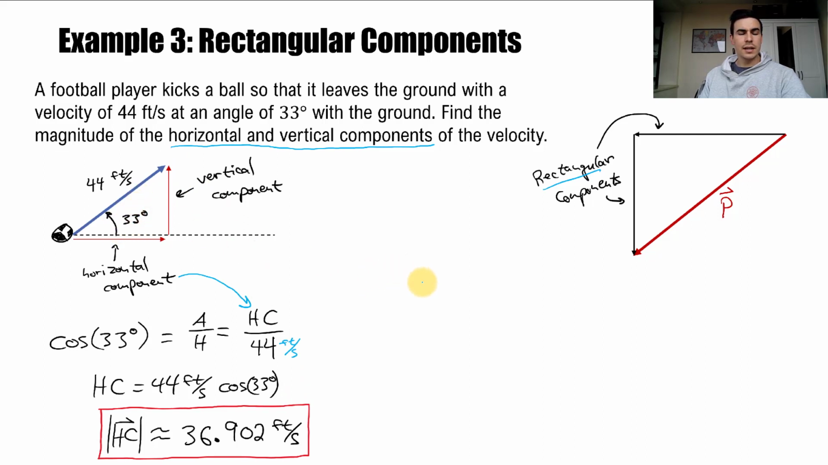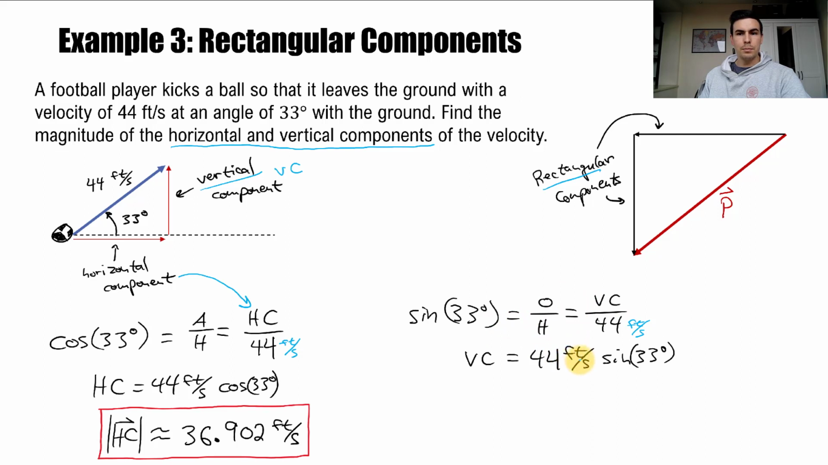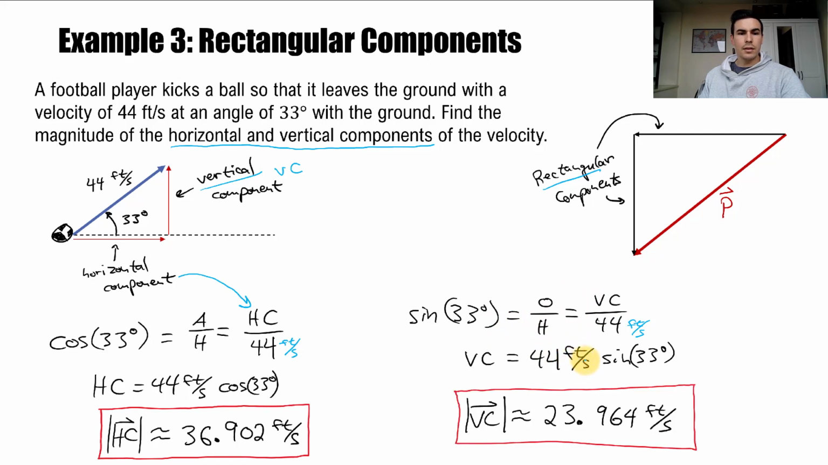Similarly, I can set up an equation that says sine of 33 degrees, using this angle right here, is opposite over hypotenuse. Our opposite is this vertical component, VC. So I have VC over our hypotenuse of 44 feet per second. If I solve that for VC, I multiply both sides by 44 feet per second, plug that into a calculator, and get that the vertical component is approximately 23.964 feet per second.